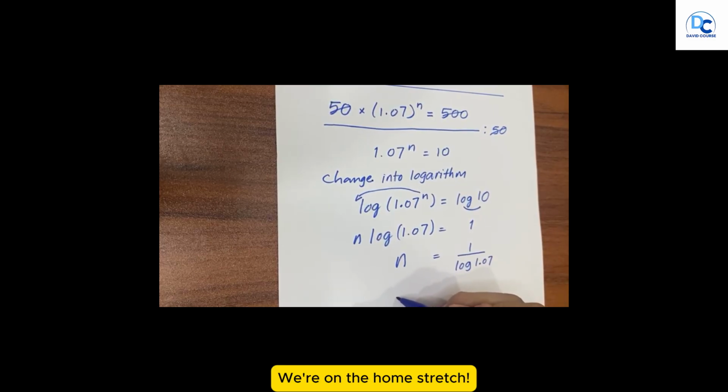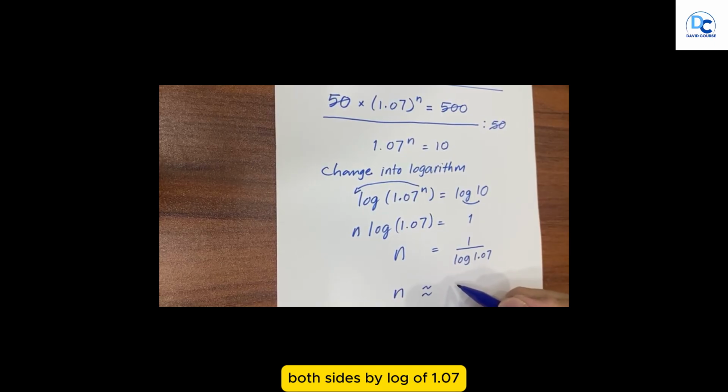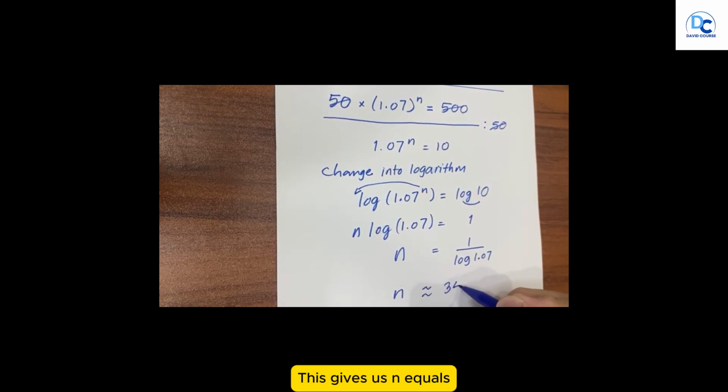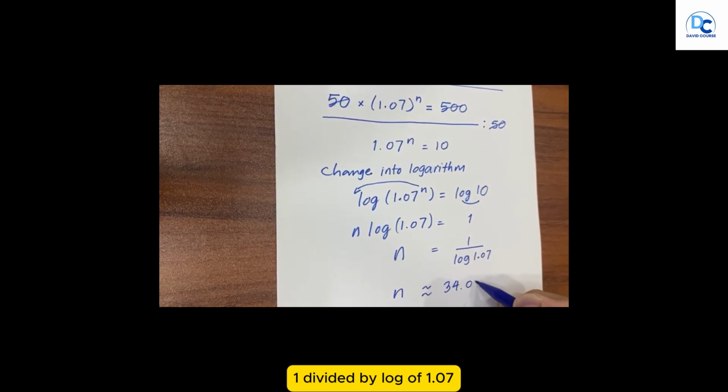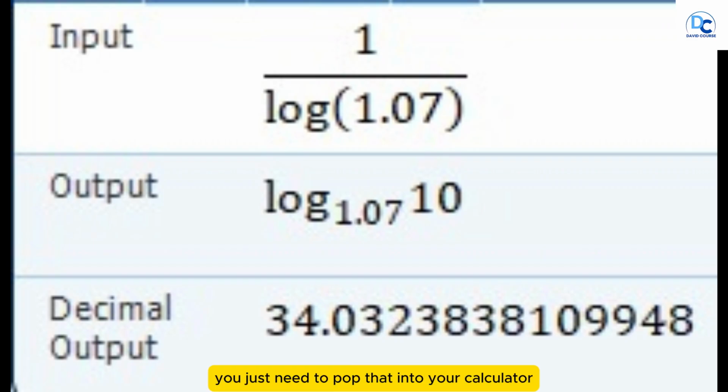We're on the home stretch. To get n by itself, we just need to divide both sides by log of 1.07. This gives us n equals 1 divided by log of 1.07. Now, you just need to pop that into your calculator. When you do, you'll find that n is approximately 34.03.